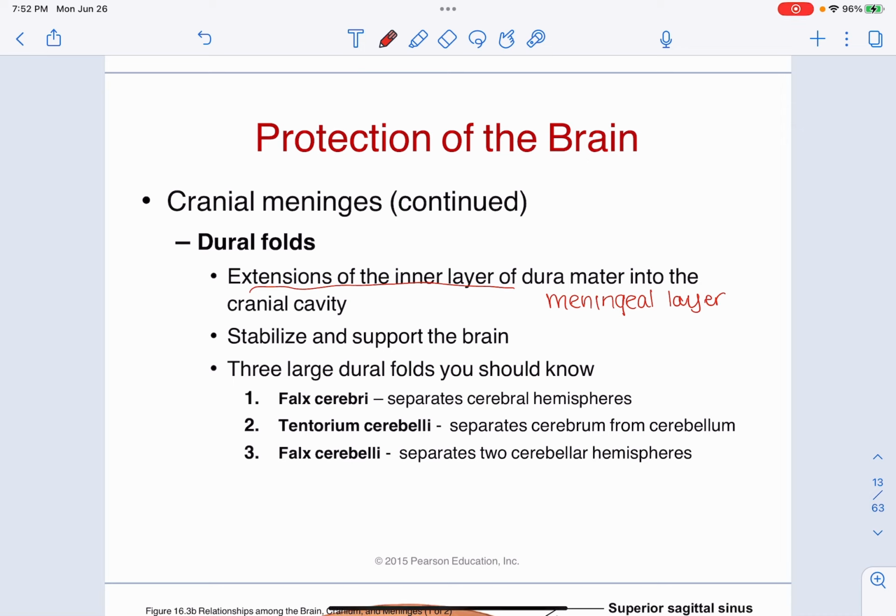And the purpose of these extensions is to stabilize and support the brain even more. And there are 3 large dural folds that you need to know about. So I'm going to tell you about the folds, and then I want to show you them and show you what they're doing. So the first one is called the falx cerebri. The second one is the tentorium cerebelli. And the third one is the falx cerebelli.